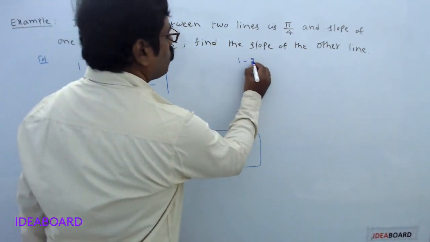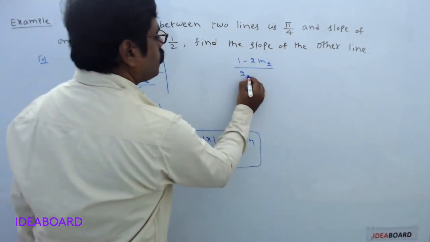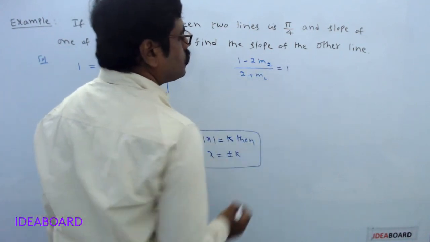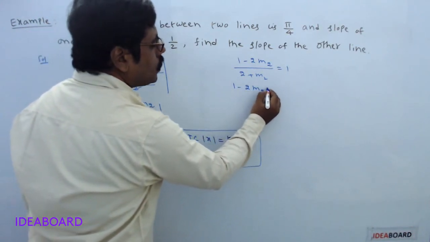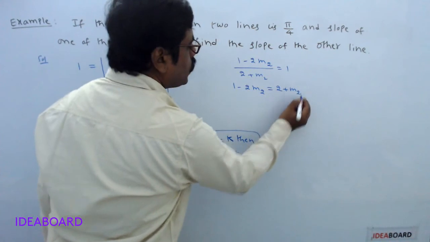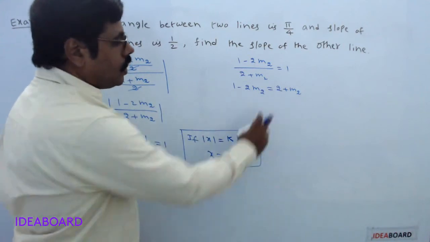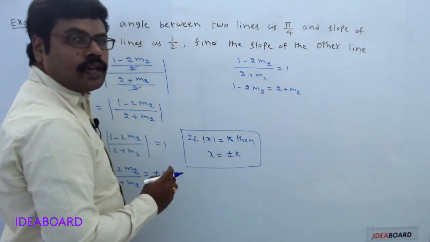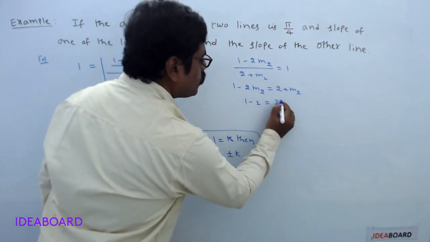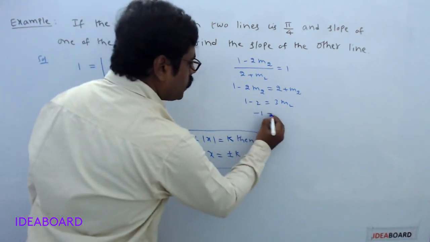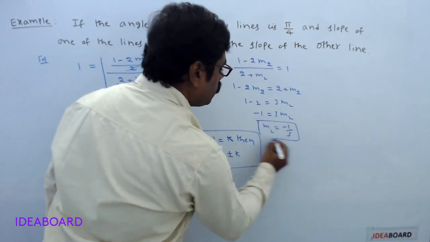It is 1 minus 2m2 divided by 2 plus m2 equals plus 1. Now do the cross multiplication. 1 minus 2m2 equals 2 plus m2. Bring this minus 2m2 from LHS to RHS and bring this 2 from RHS to LHS. So 1 minus 2 equals, this is 2m2 plus m2, 3m2. So minus 1 equals 3m2, m2 equals minus 1 by 3.